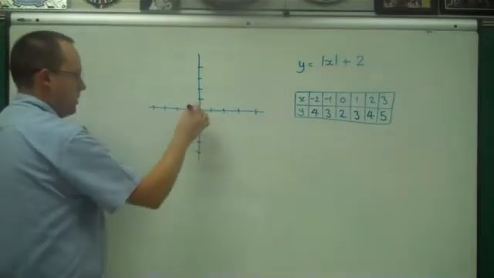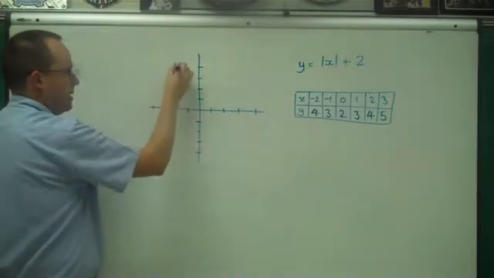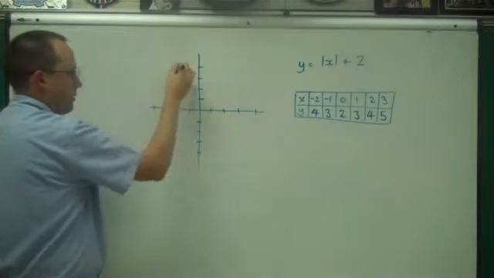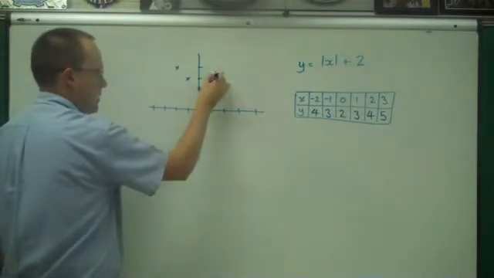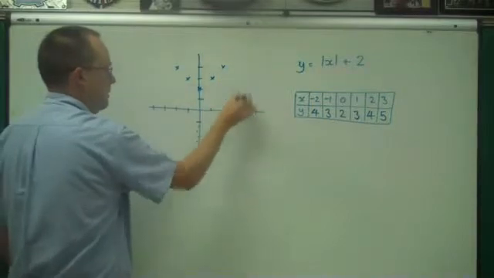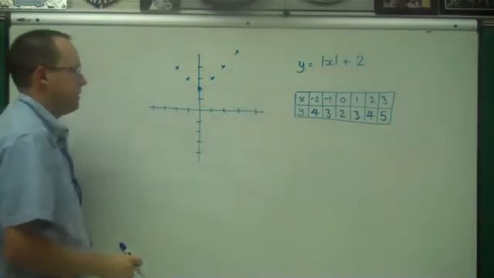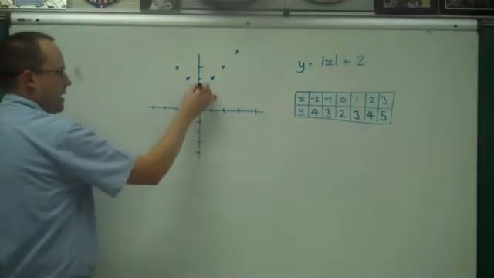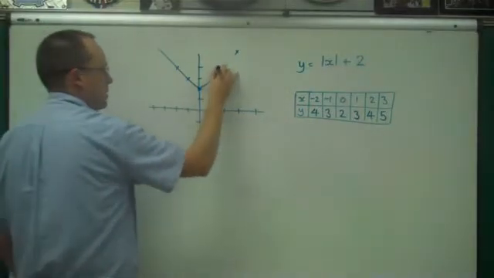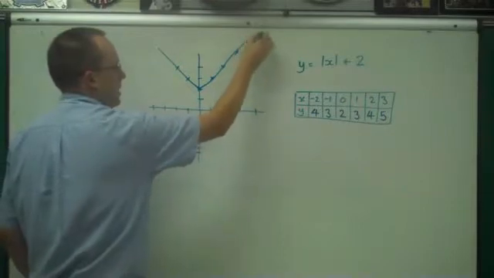Now let's plot those points and see if we can see a pattern here. So we've got (-2, 4), (-1, 3), (0, 2), (1, 3), (2, 4), and if we go a little bit higher, (3, 5). Now I've not used graph paper, but I think we can see quite clearly there is a pattern here, so I'm going to go ahead and join this up, and I'll also label this as well.